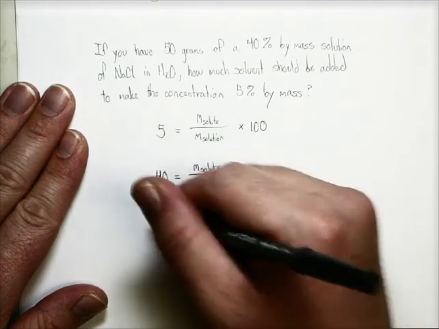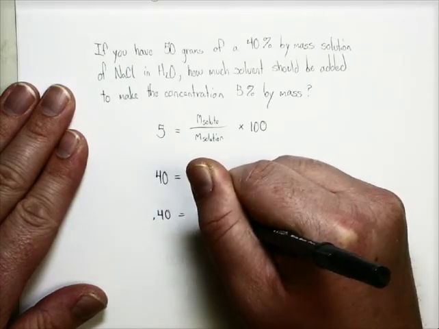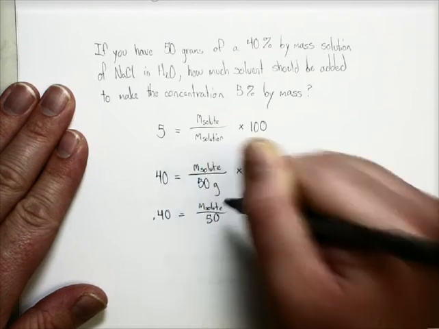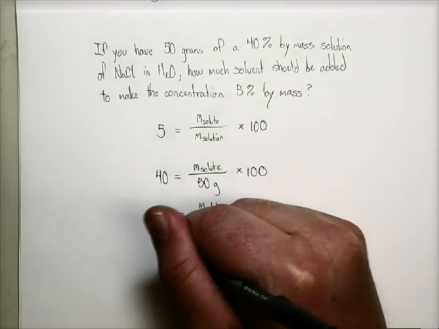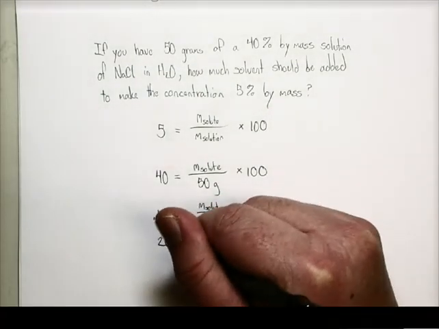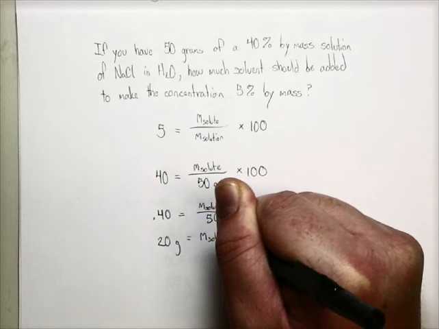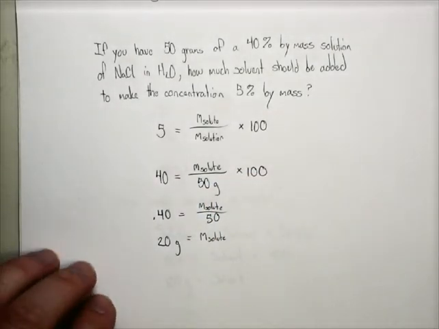So now I can do a little math here. I know that 0.40 is going to equal the mass of the solute divided by 50. And now all I have to do is go through and multiply that. So 50 times 0.4 is 20. So I know I have 20 grams as the mass of solute. So there I've figured out part of my problem.